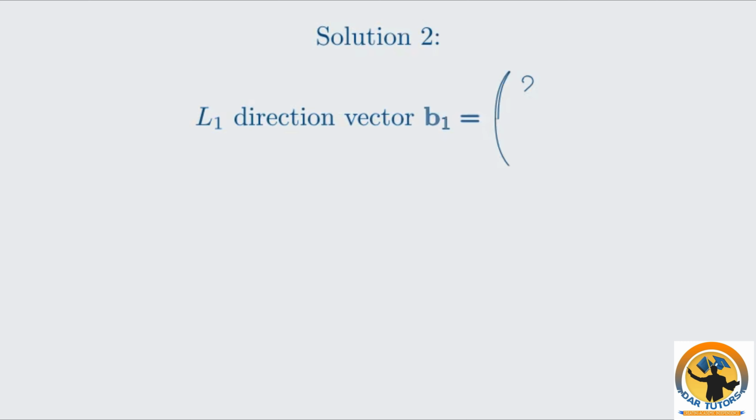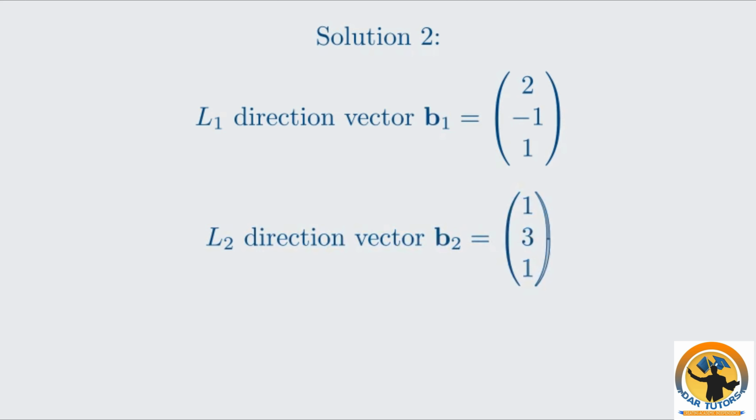Here is the solution to the second question. To show the lines are perpendicular, we need to show their direction vectors have a dot product of 0. The direction vector for L1, B1, is (2, -1, 1). The direction vector for L2, B2, is (1, 3, 1).